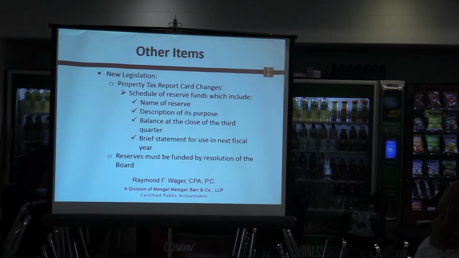In fact, the governor and state controller have felt that it's so important. There are several new laws out there that relate to reserves and fund balance. In fact, the property tax report card that was brand new this year required the district to report a lot more information about your reserves and fund balance. Not only did you have to report each specific reserve, but the purpose, the dollar amount as of March, and what you intend to use it for next year. So there's a lot more information, and really moving, again, more towards transparency.